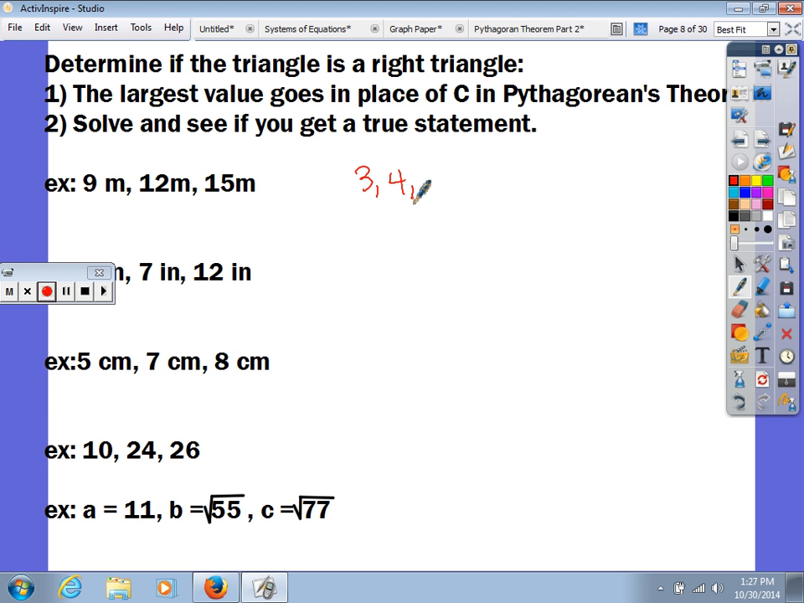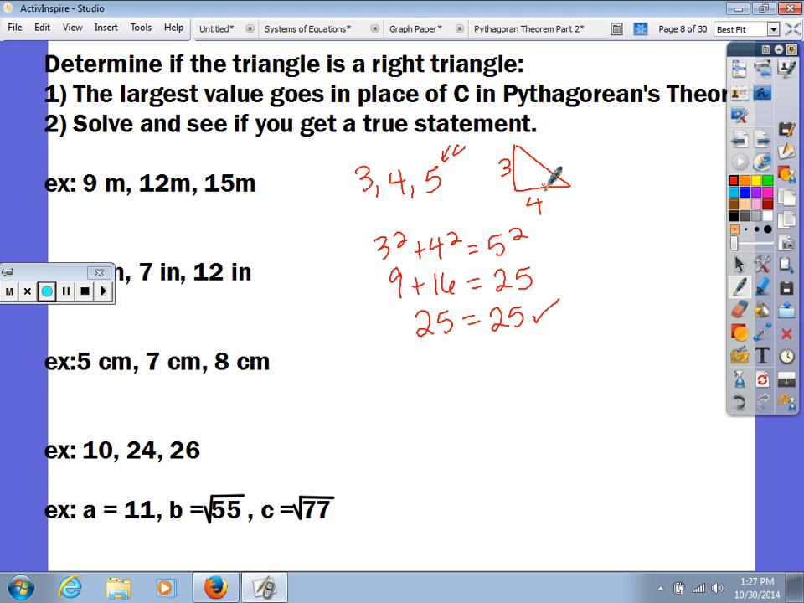So let's do 3, 4, and 5. Obviously 5 would have to be our C because that's the largest. So we would have 3 squared plus 4 squared should equal 5 squared. 3 squared is 9, 4 squared is 16, and that should equal 25. 9 plus 16 is in fact 25. So that means that 3, 4, and 5, those sides would form a perfect right triangle.